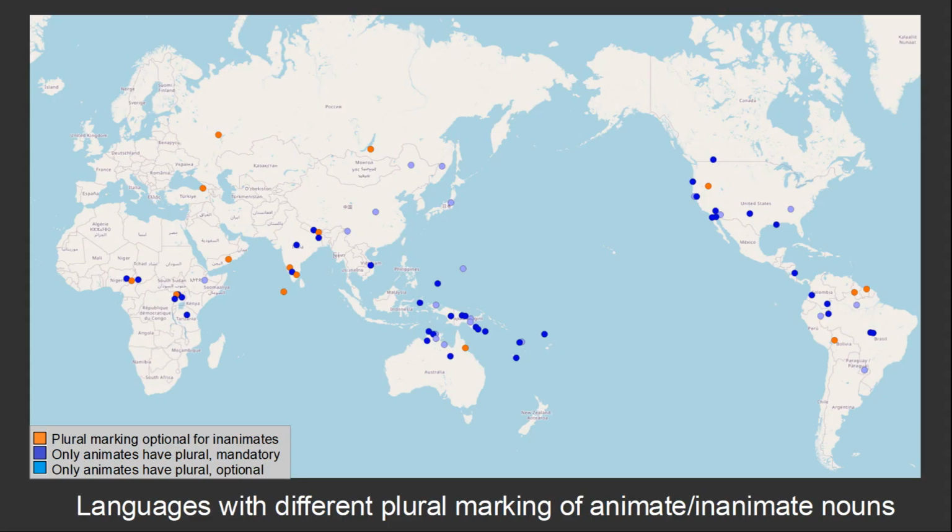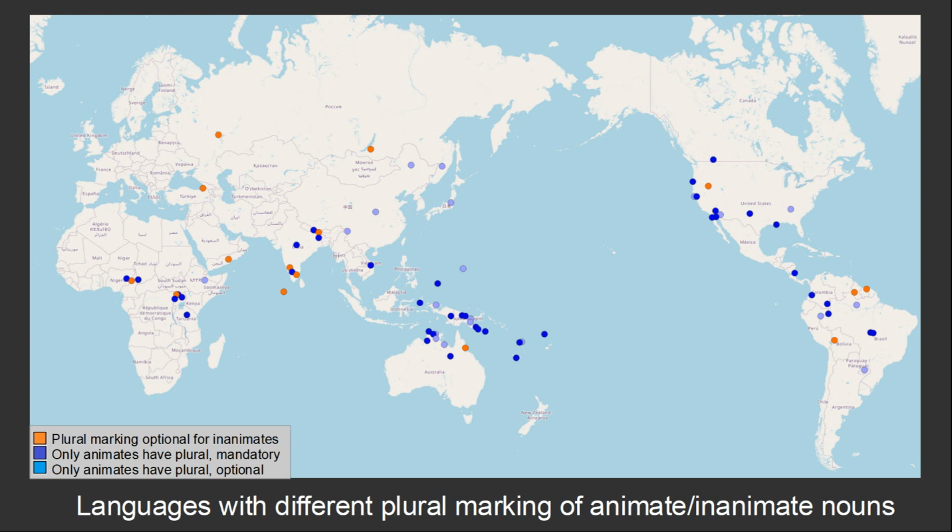In a similar way, it's fairly common for animate and inanimate nouns to be treated differently with respect to marking of plurals. In quite a few languages, plural marking is mandatory on animate nouns, but optional on inanimate nouns.